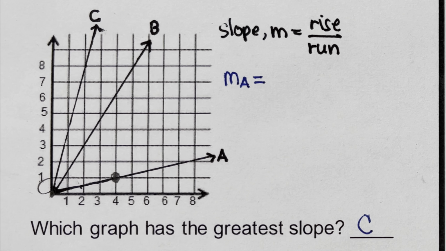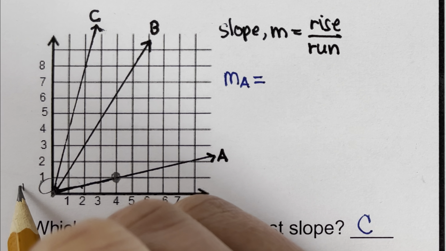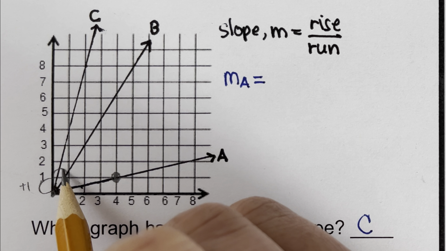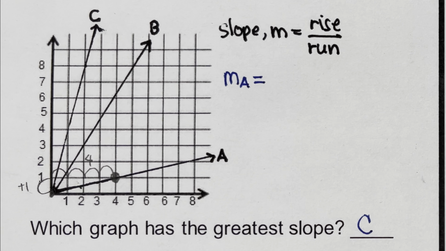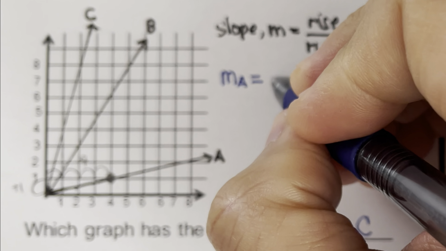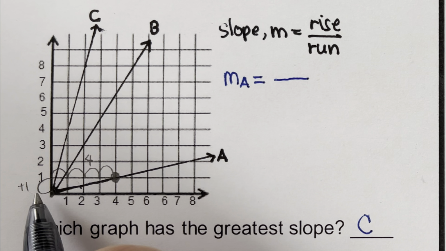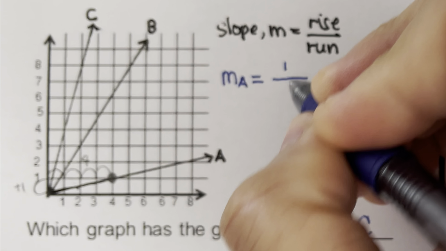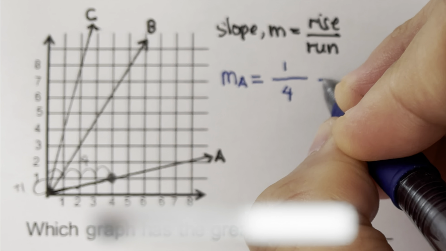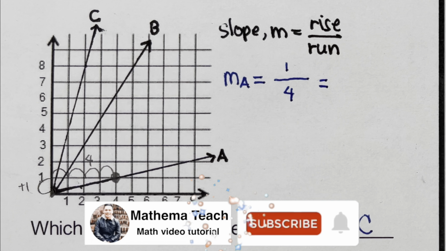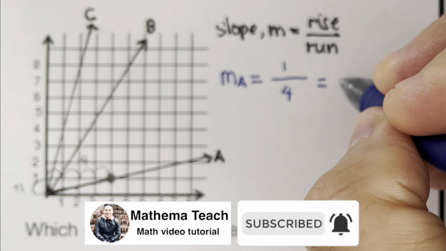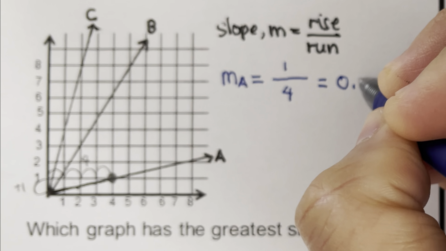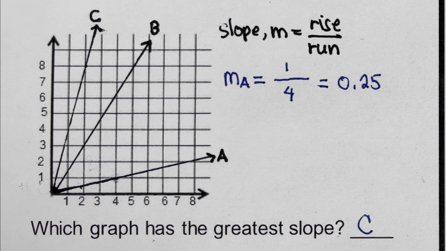So we go up 1. And so that's 1 right here. And we go to the right, 1, 2, 3, 4. So we went 4. Then we can say that the slope for A is 1 up, 1 over 4. So pretty much 1 over 4. If we change this to decimal, this would come out 0.25.